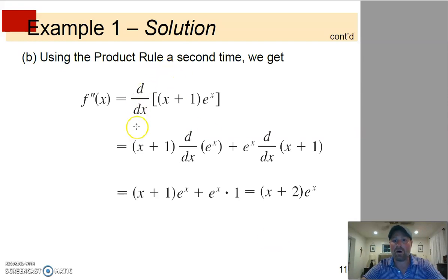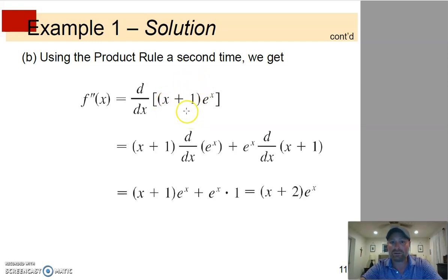Okay. All they're doing here is they're now taking the second derivative. So if they're taking the second derivative, that means you're simply taking the derivative of the original function, which is this, which is what we produced on the previous slide, and now we're taking the derivative of that again.